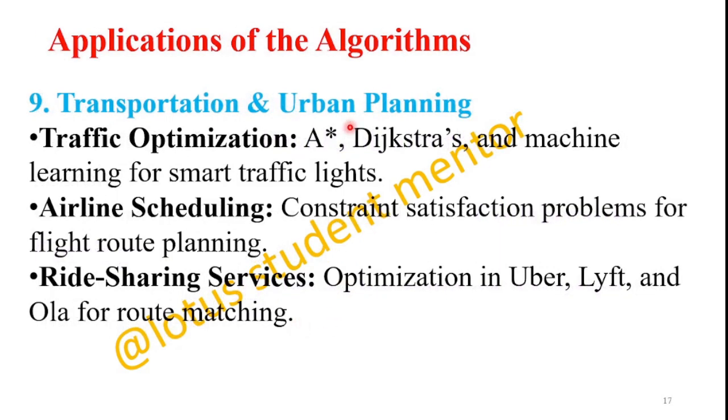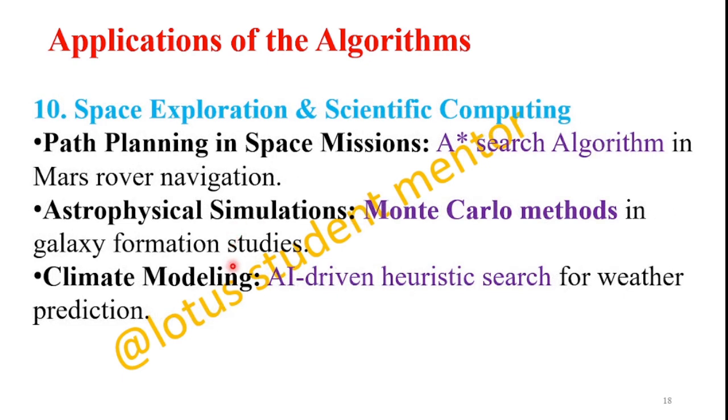Coming to the ninth one, transportation and urban planning applications of algorithms. There are three types here: traffic optimization, airline scheduling, and ride sharing services. Ride sharing optimization is for Uber, Ola, Lyft and so on. These are all route matching ride sharing algorithms. And airline scheduling uses constraint satisfaction problems and flight route planning. Again A star and Dijkstra, and machine learning for smart traffic lights. Very important algorithms are especially A star and Dijkstra.